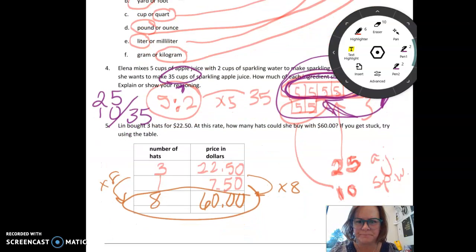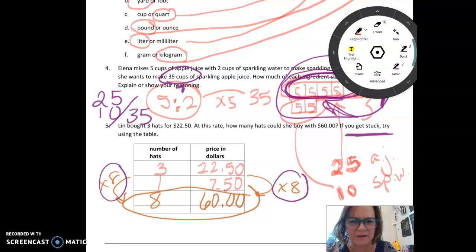All right, the last one, we're looking at hat price, and we know that Lynn bought 3 hats for $22.50, and so our question talks about, at this rate, how many hats could she buy with $60? And so what it says here is if you get stuck, try using a table. You could use a double number line. Any strategy would really work here, as long as you're remembering that this is a multiplicative relationship. We're not doing any adding here.